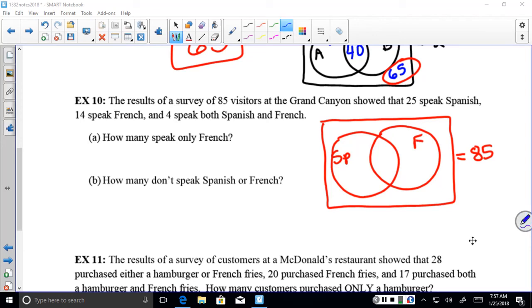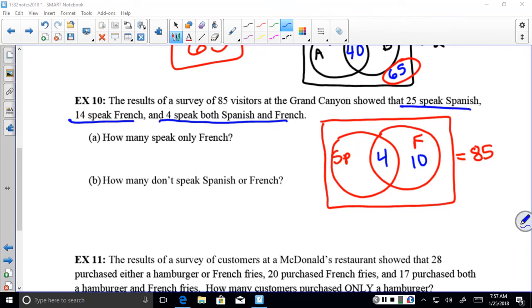I have 4 different little compartments inside that Venn diagram. I'm going to start right here where it says 4 speak both Spanish and French. 4. Then backing up, it says 14 speak French. I already have 4 in the French circle, so that leaves 10. Who are those 10 people? What do they do? They only speak French. They don't speak Spanish.